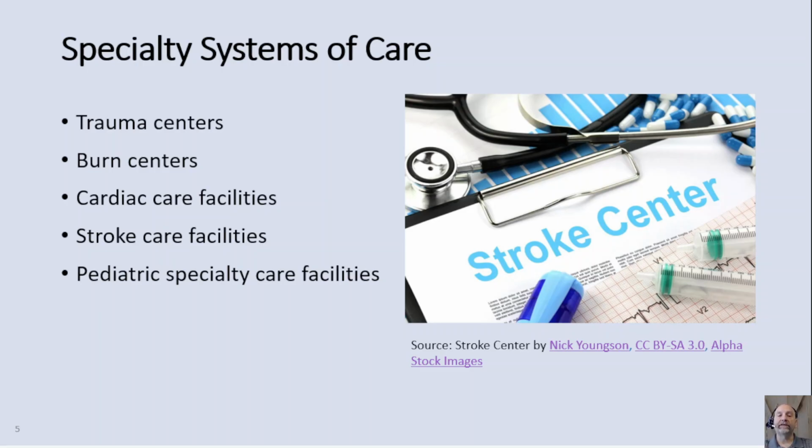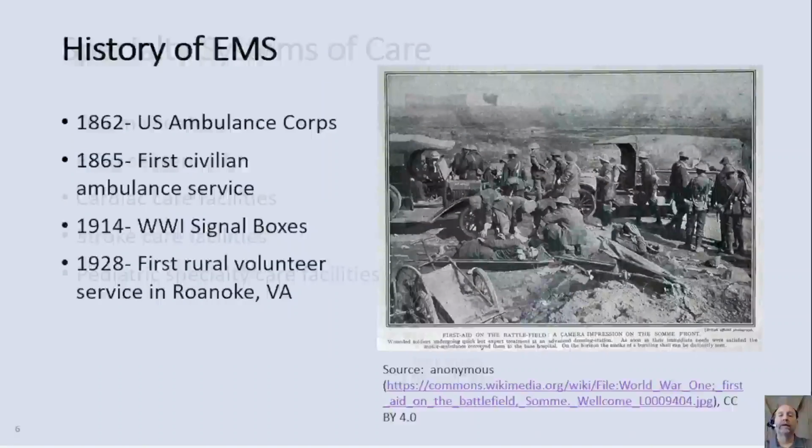Pediatric specialty care facilities specifically focus on the unique medical needs of children, offering a nurturing environment that's staffed with pediatric specialists from across various disciplines. From neonatal intensive care to pediatric oncology centers, these facilities deliver specialized care to ensure the well-being and development of young patients. Much of modern-day EMS has evolved from various military conflicts.